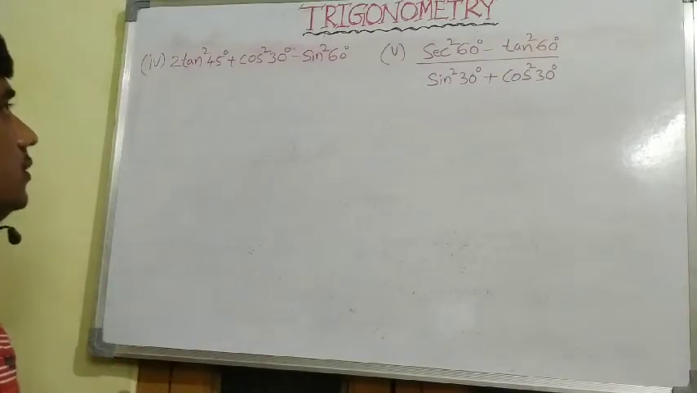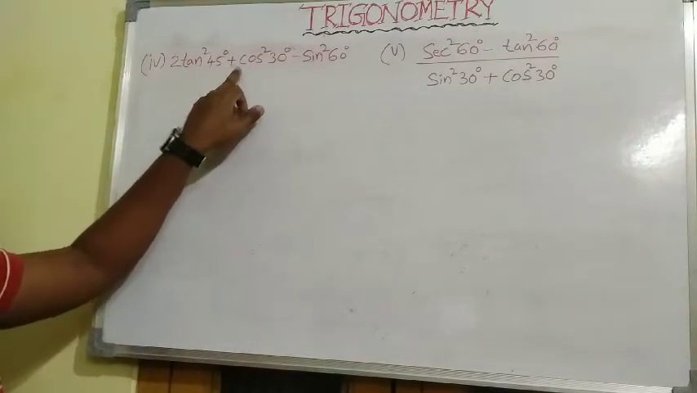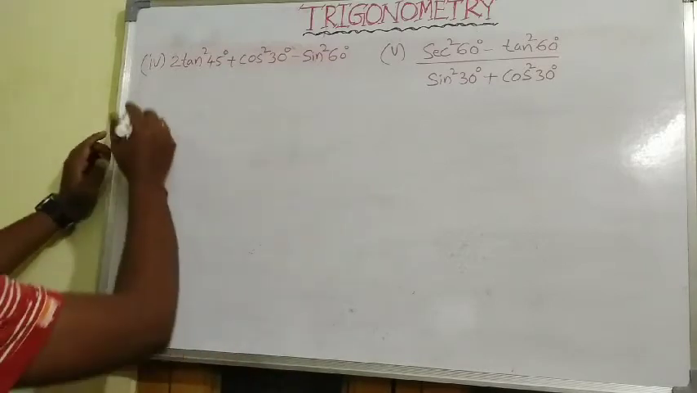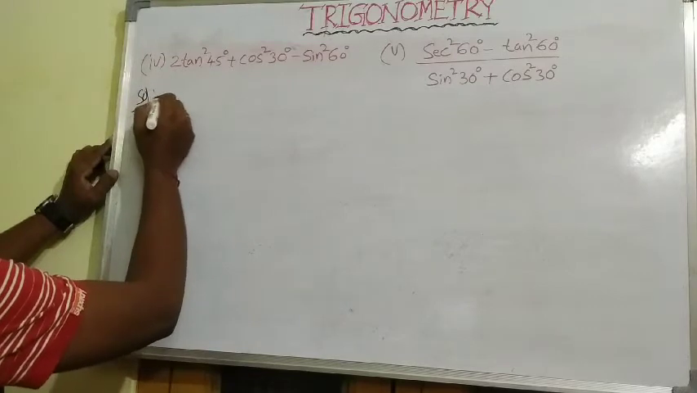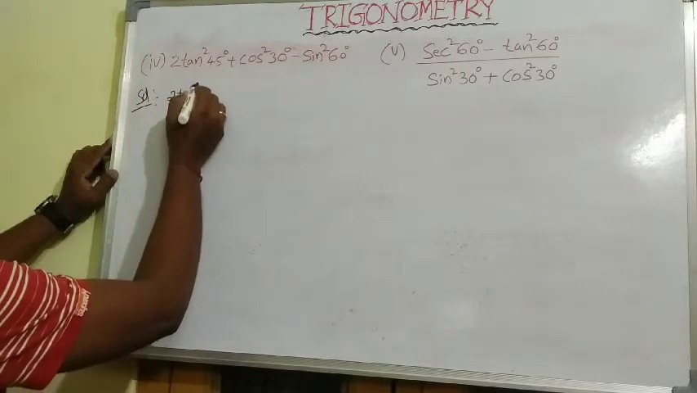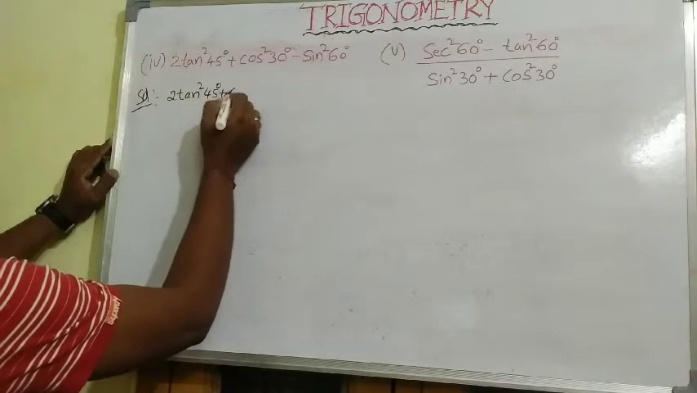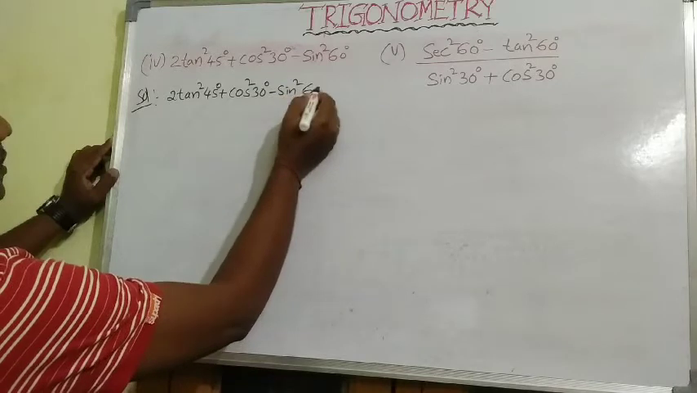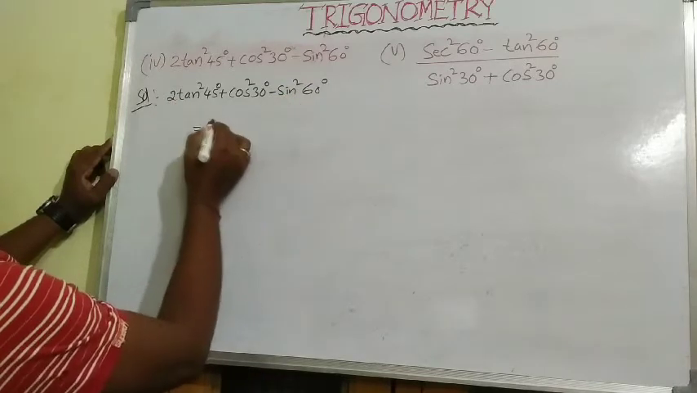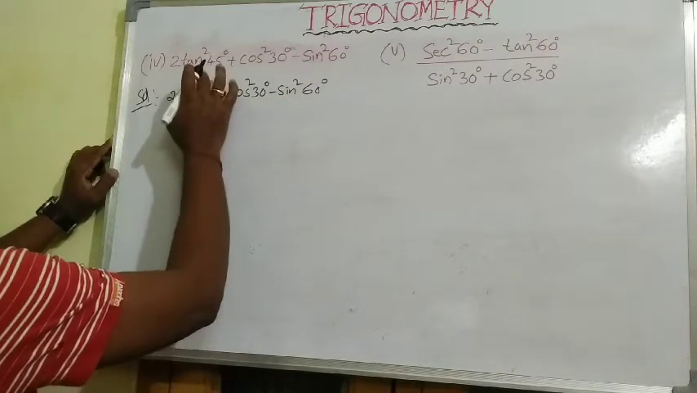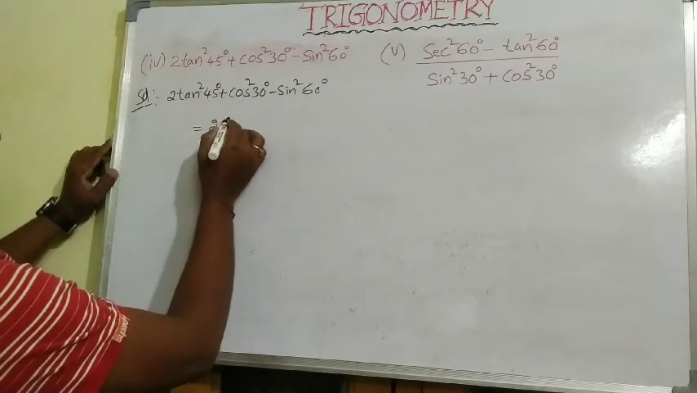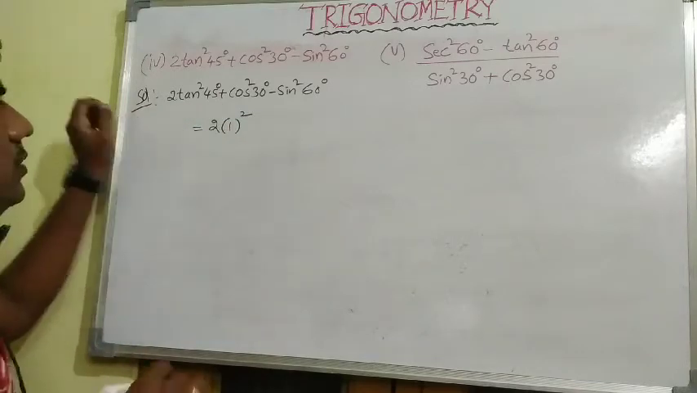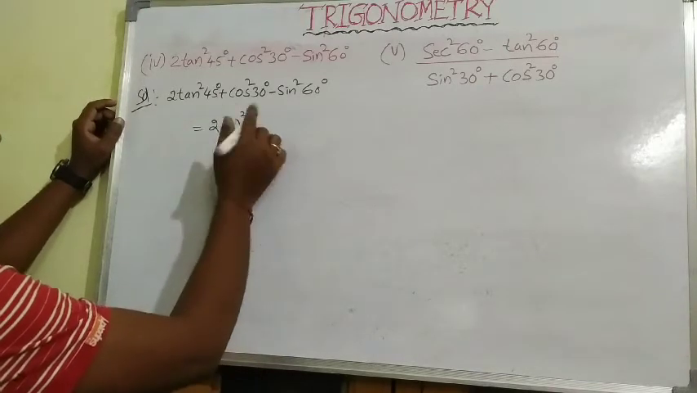Next, the fourth one: 2 tan square 45 degrees plus cos square 30 degrees minus sin square 60 degrees. So here, 2 into tan 45's value, which we have to square. Tan 45 value is 1, squared. So 2 into tan 45 square value, and tan 45 value is 1 square.